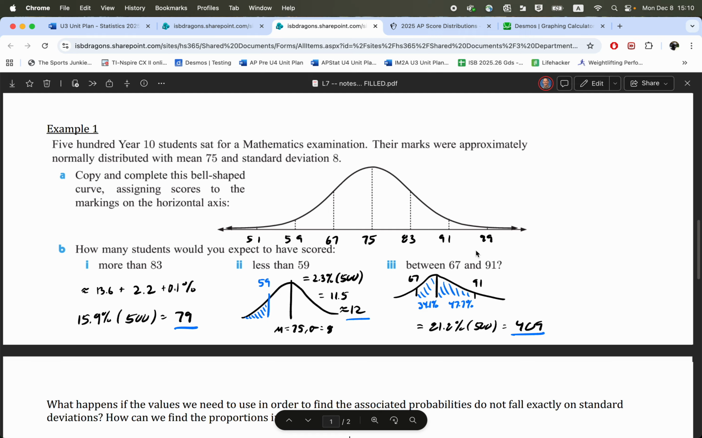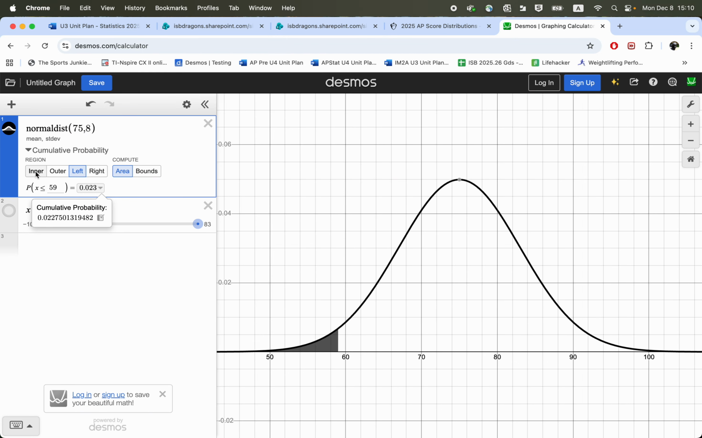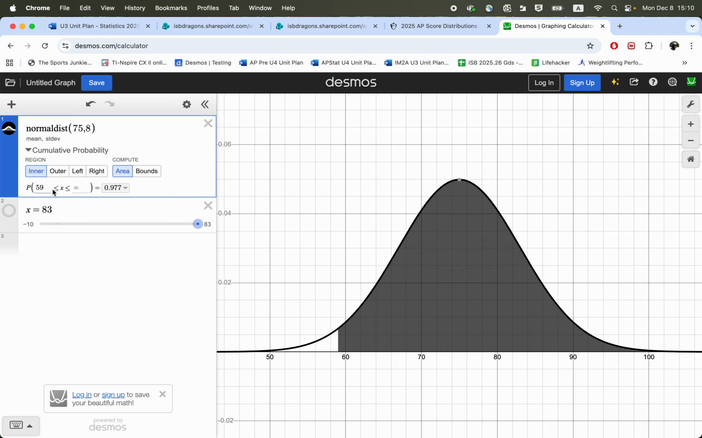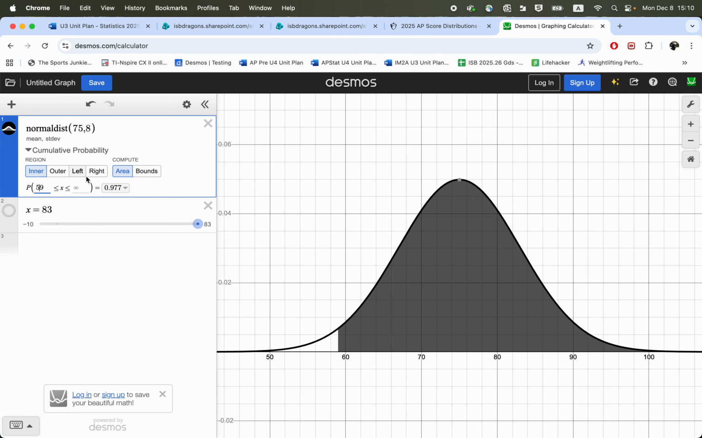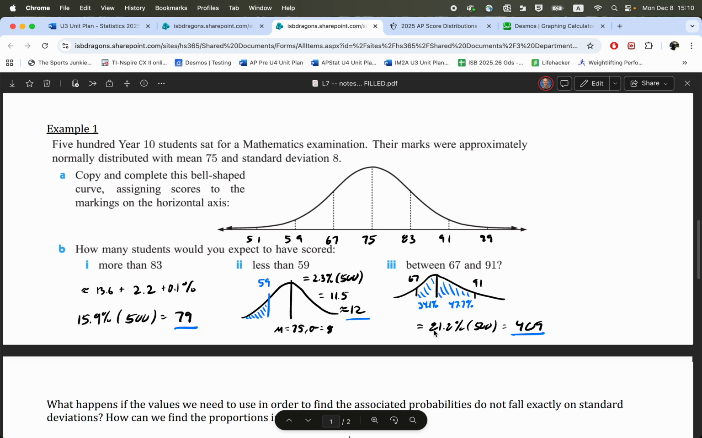And now if we're between two numbers, well then I'm going to just select an inner region. And if you notice, I've got two bounds here. So in this question, we want to be between 67 and 91. So again, I want to compute an area. I'll put my left bound as 67, my right bound is 91. There we go. So my total area covering 67 to 91 is 0.8185. Okay, 0.8185 as a percentage, I just did 81.8%. Multiply by 500, you get this 409.